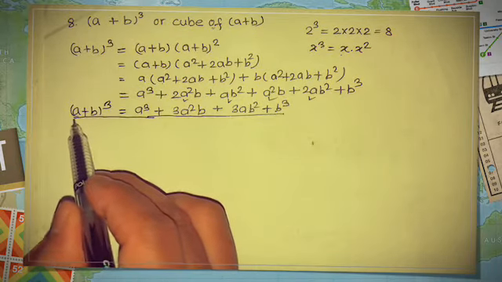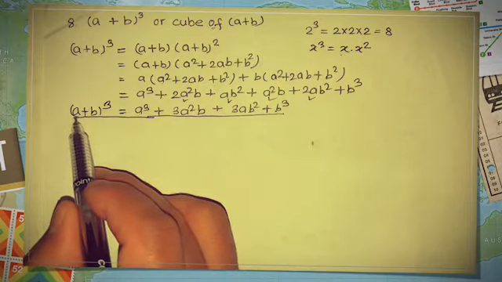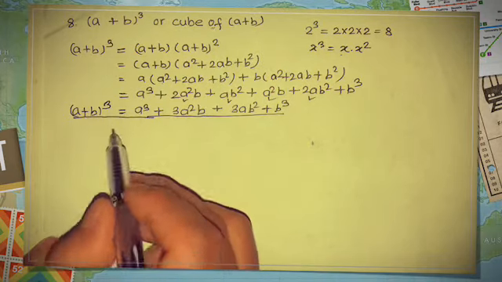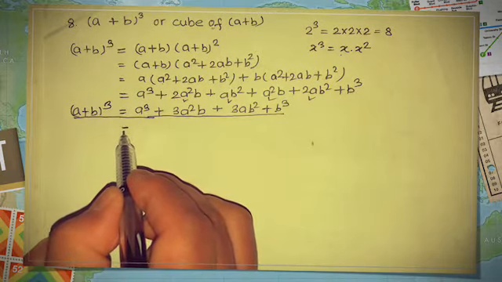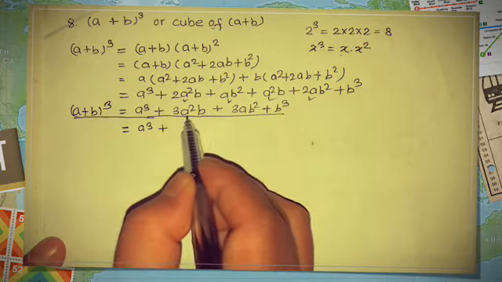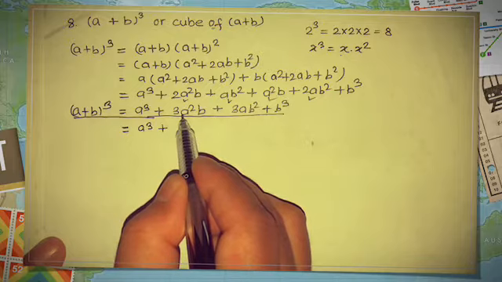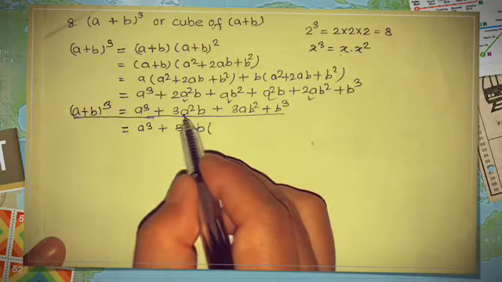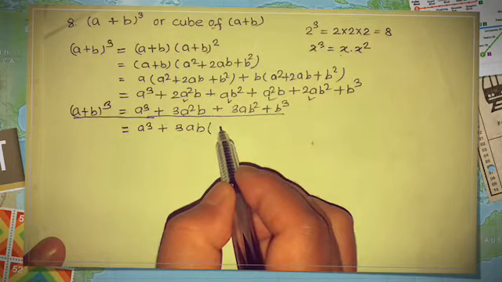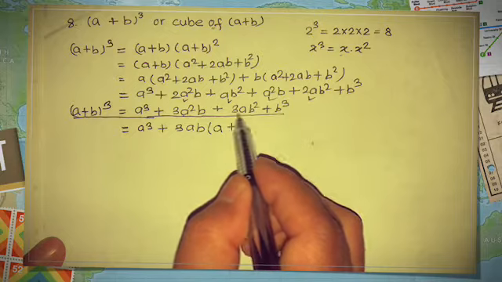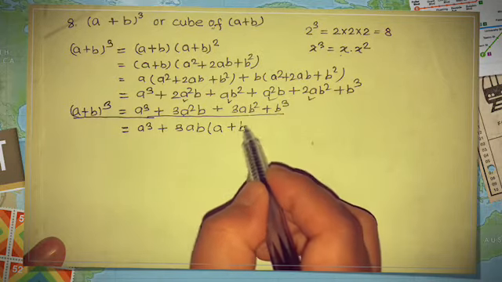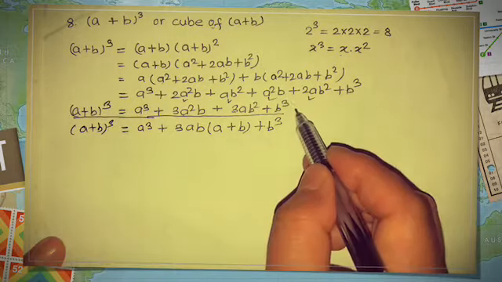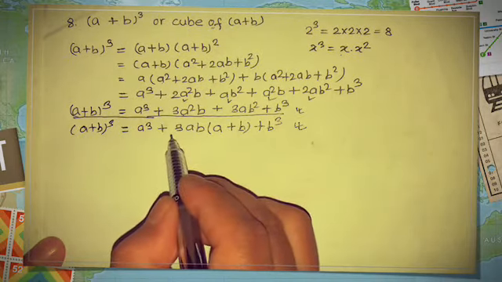This result we can use as a formula. So students, you must remember this formula, which will be used in the coming exercises. Also from here we can take 3ab common in the second and third terms. Taking 3ab common, from a square when a is taken common we get a, and from b square when b is taken common only b is left, and the last term remains the same. So these are the same formula, but their form is different here.